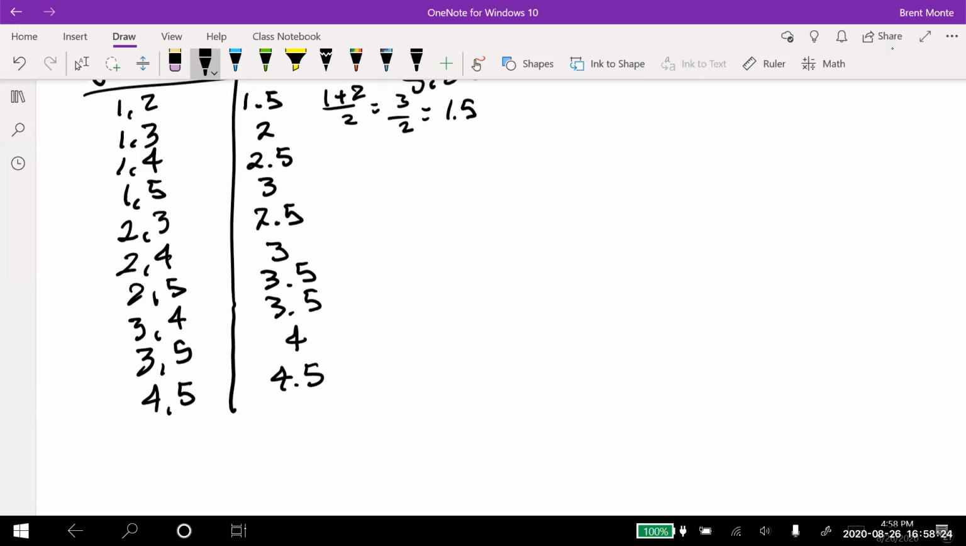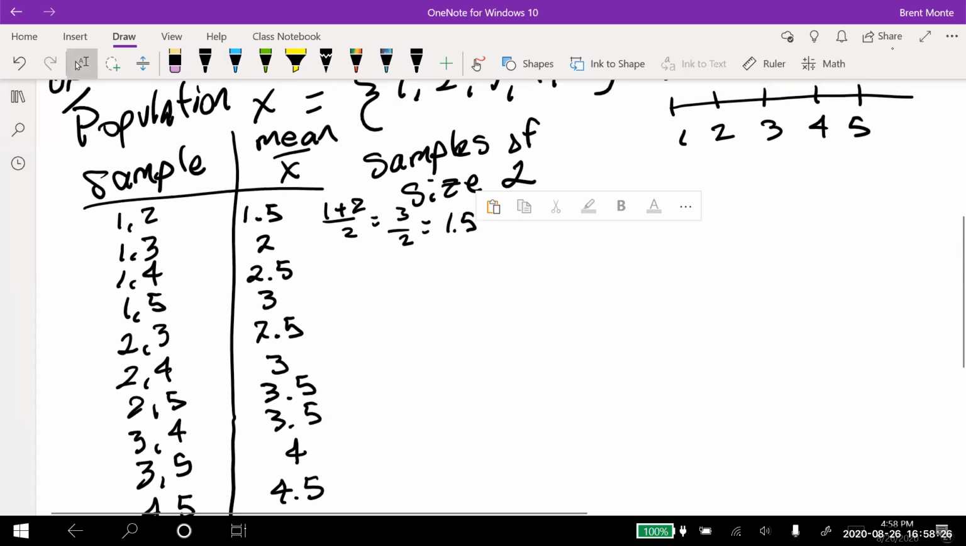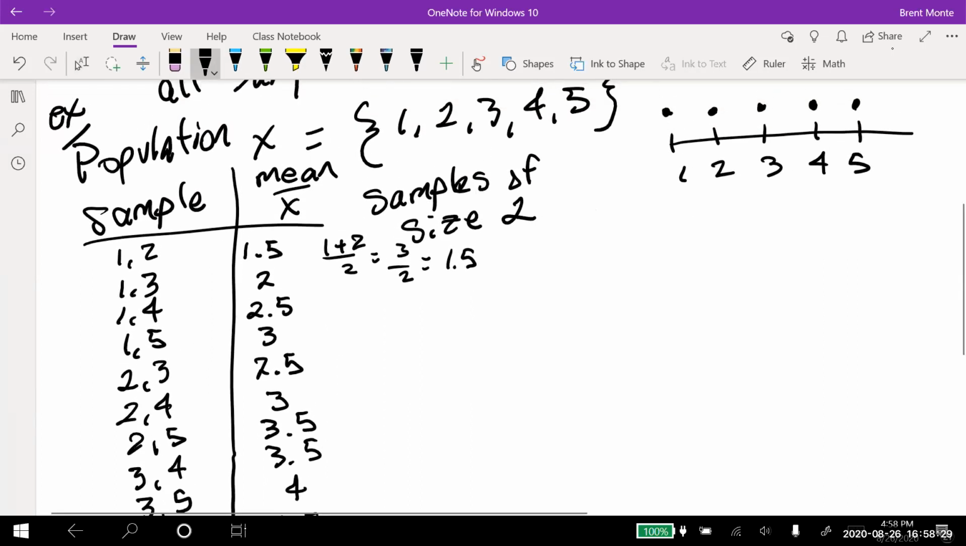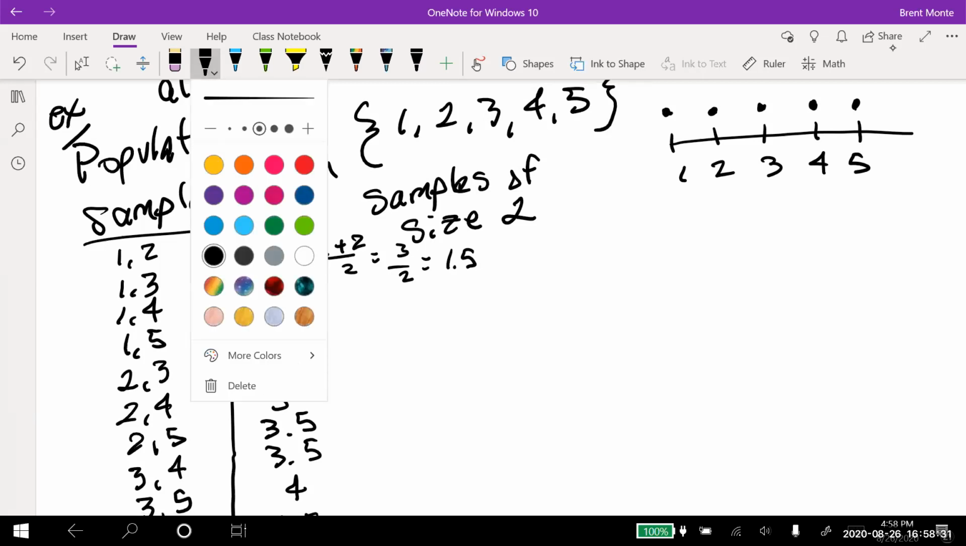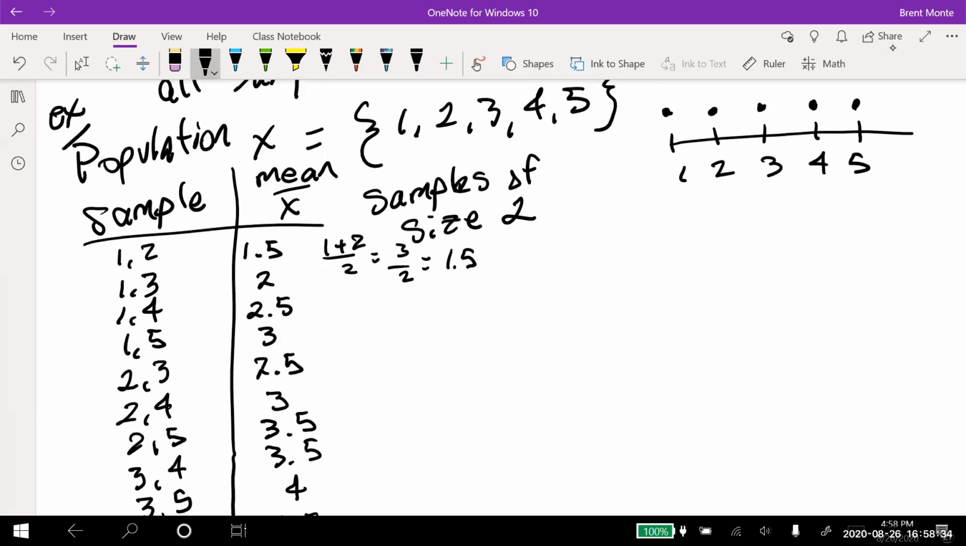But watch what happens when I graph these. So let's graph these right below the other one. So we'll put this over here. And again, we'll go 1, 2, 3, 4, 5. Try to keep it so it matches. But now when I put these in, I have 1.5. So between 1 and 2, I have a 2. I have a 2.5. I have a 3. I have another 2.5. So we'll stack that up in my dot plot. I have another 3. I have a couple 3.5s. I have a 4 and I have a 4.5.